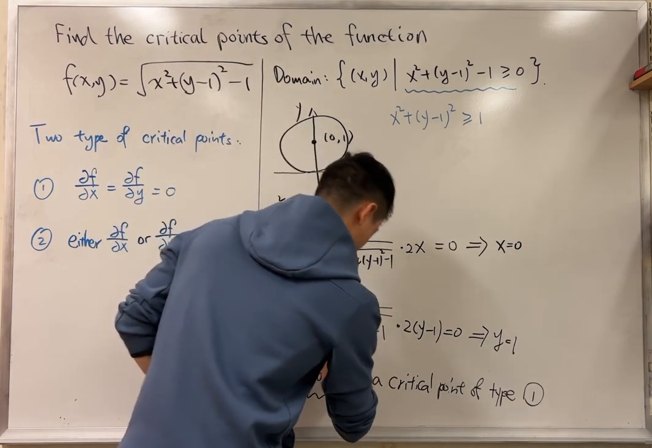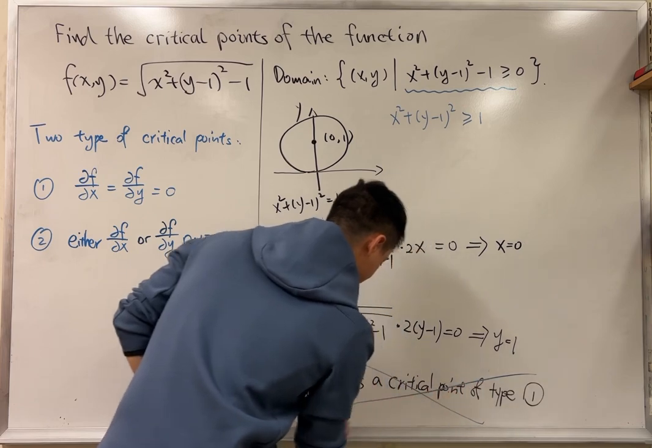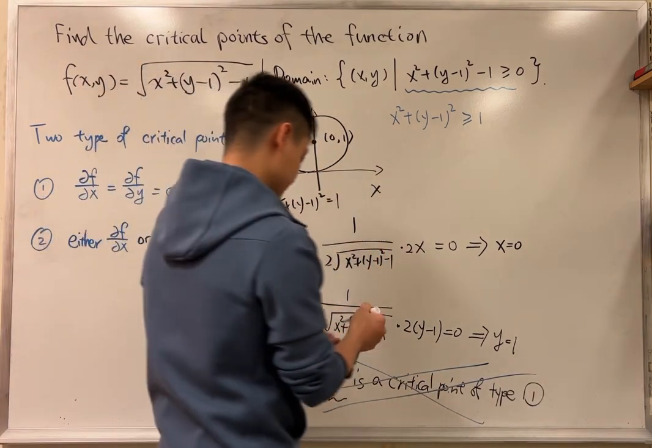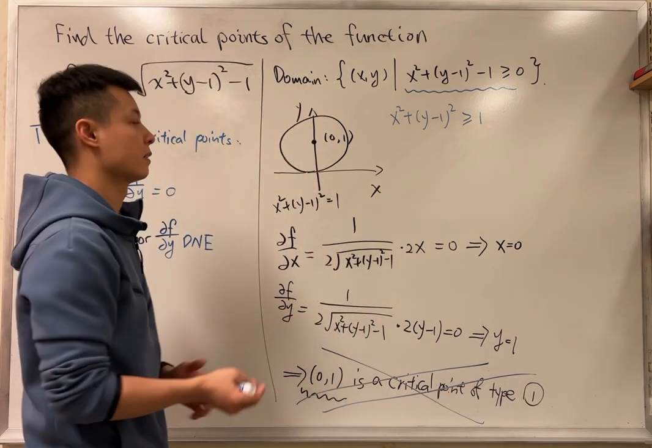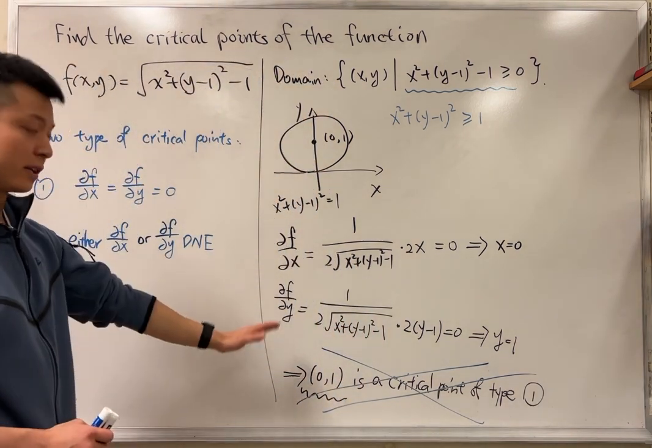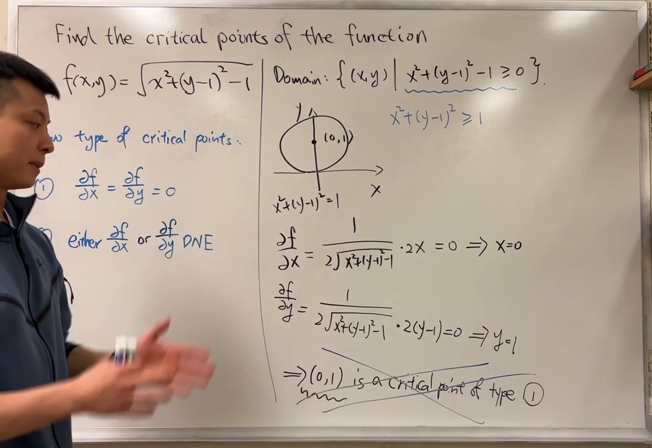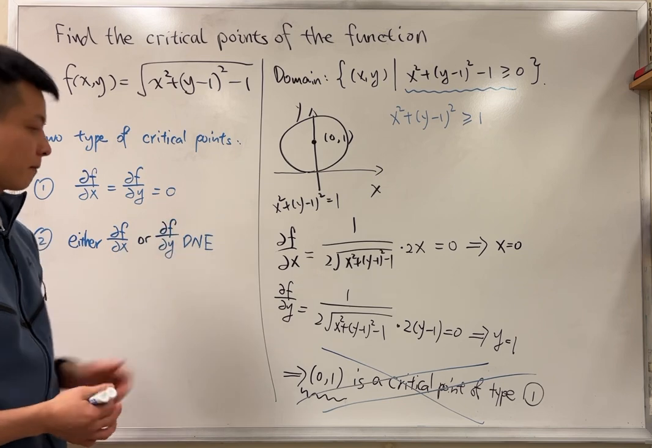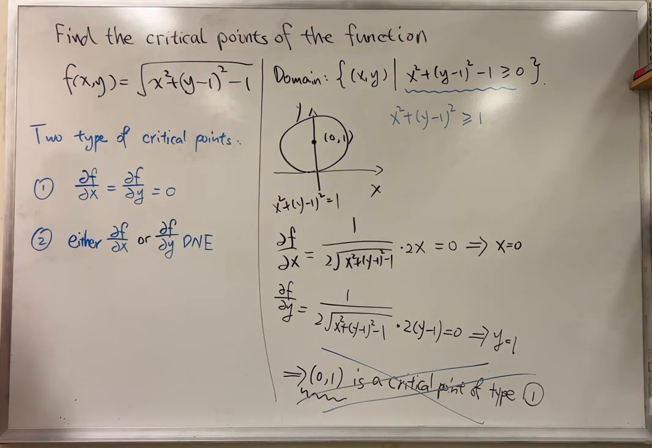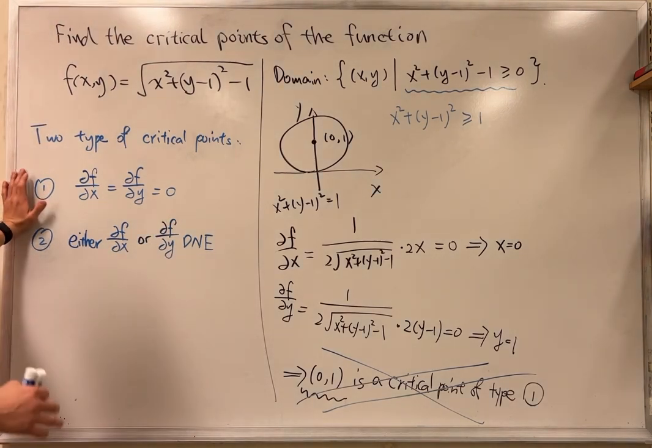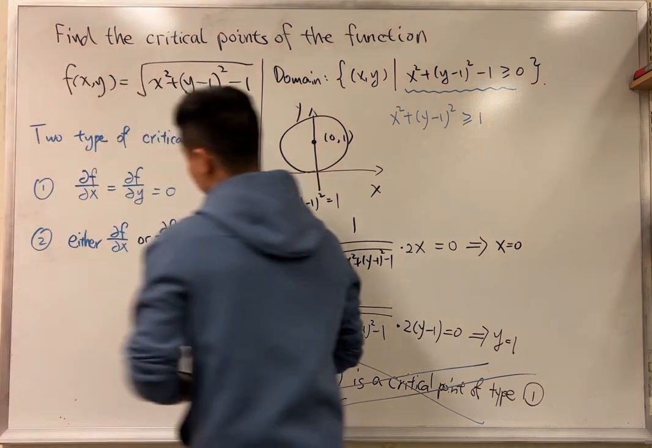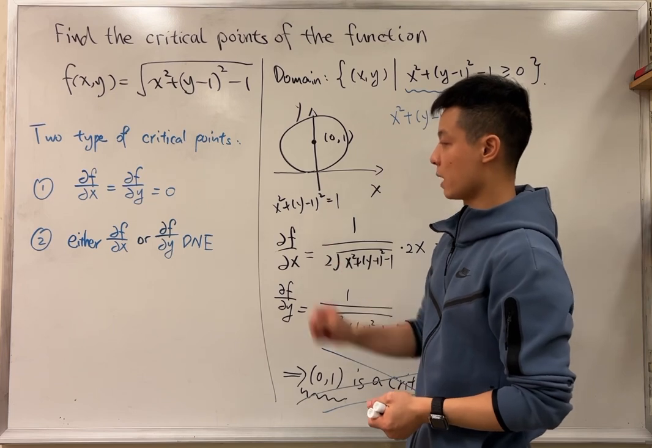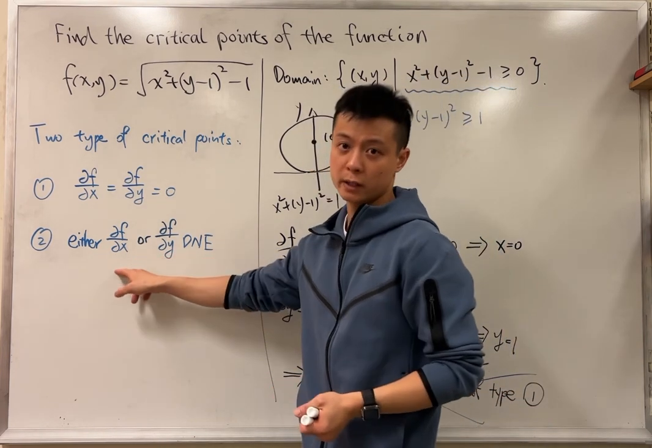Okay, so we need to cross that out after checking the domain. So this point is not a critical point. And that being said, there's no critical point of type number 1. Okay, and then we're going to take a look at whether there would be some critical points of type number 2. So let's check it. Type number 2 requires that either of the partial derivatives does not exist.